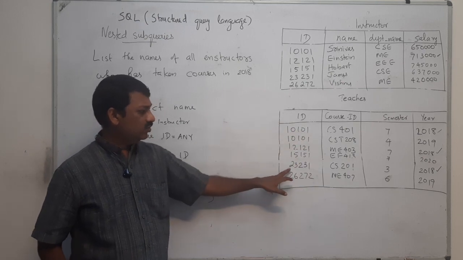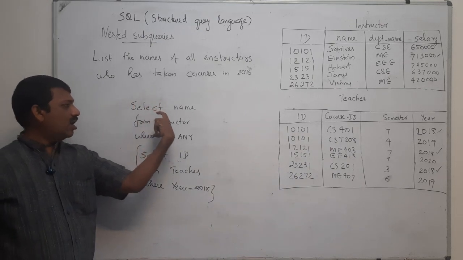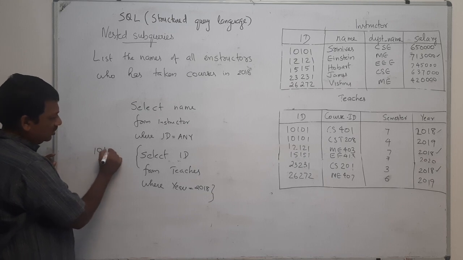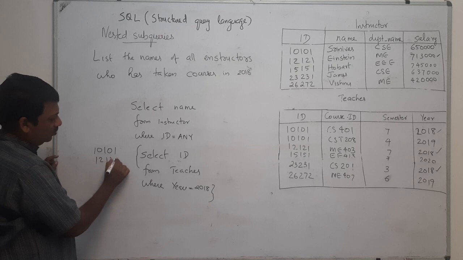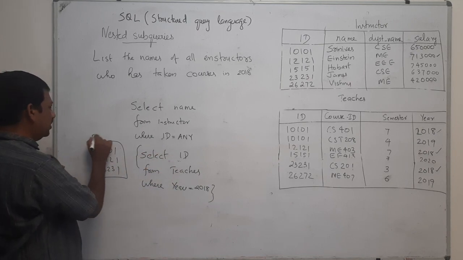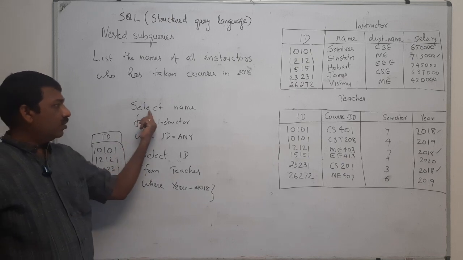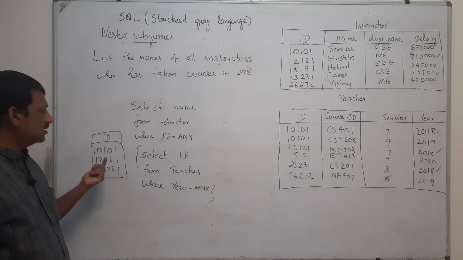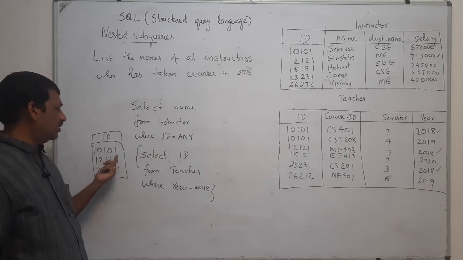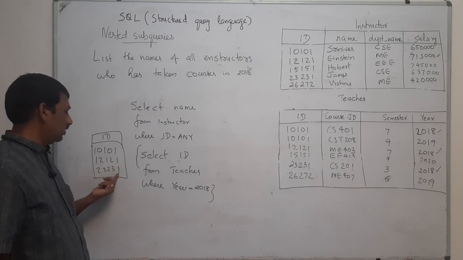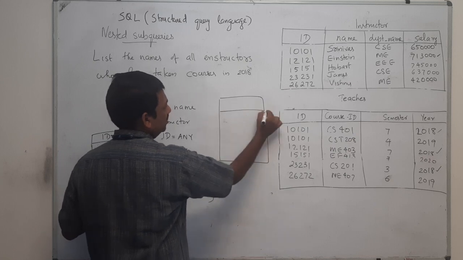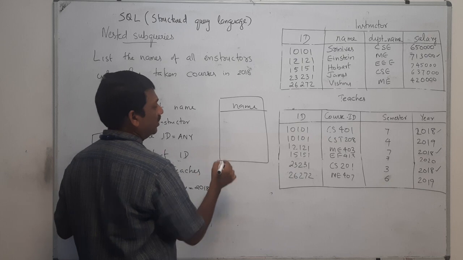It will return 10101, 12121, and 23231. This is the table returned by the inner query, and here it has the ID. So the outer query will be executed like this: select name from instructor where ID equal to any from this. That means it will be executed for ID equal to 10101, ID equal to 12121, or ID equal to 23231. When ID equals 10101, it will display the name Srinivas.